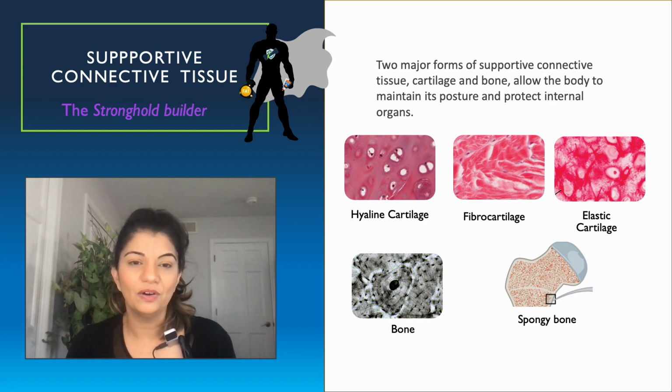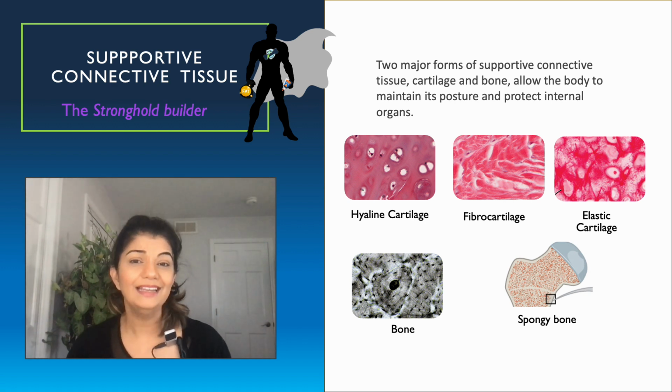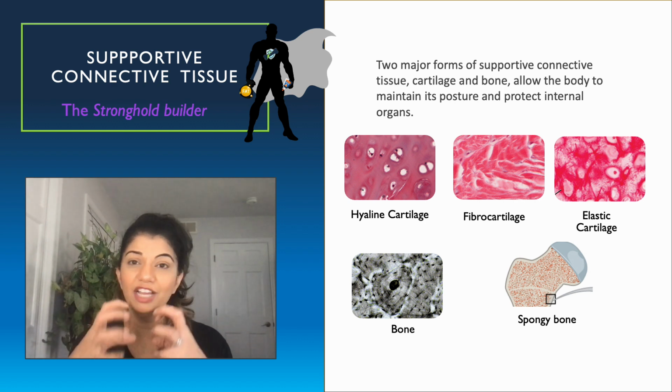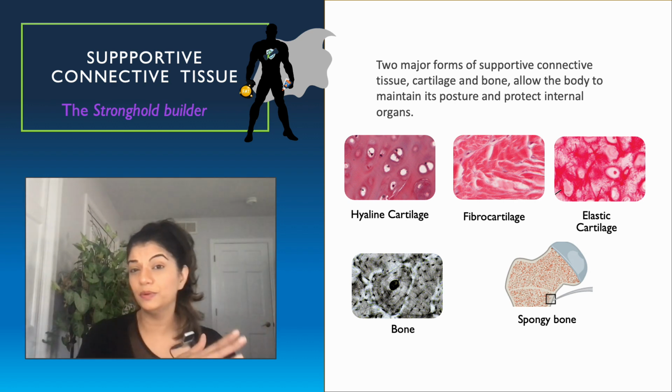Okay, next, moving on to more supportive connective tissue, we've got bone. Now, bone is the hardest connective tissue there is, and it's got this very rigid extracellular matrix. Remember I told you about ground substance could be liquid or can be solid?